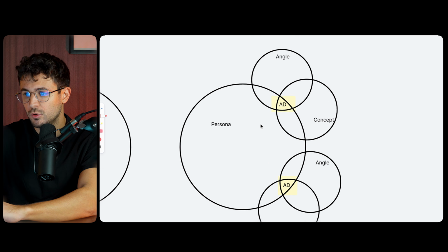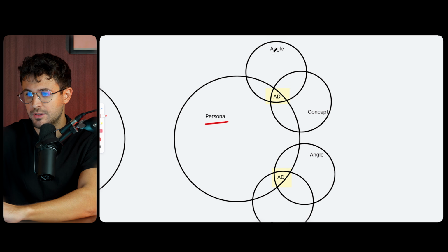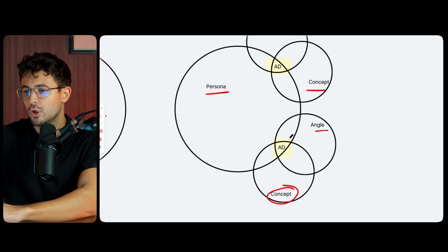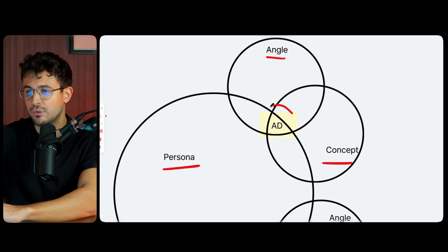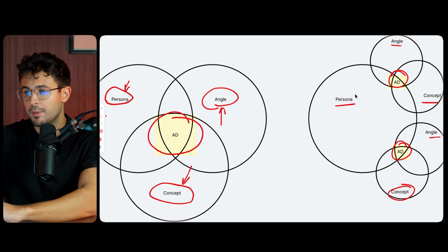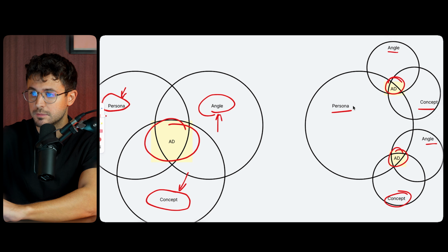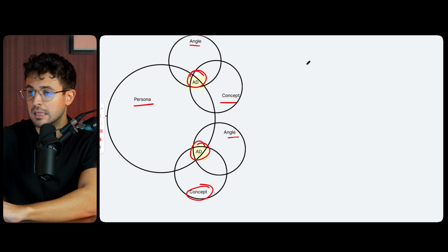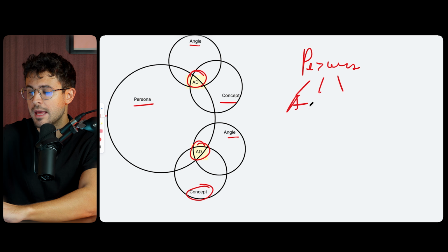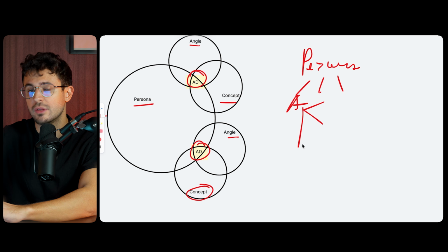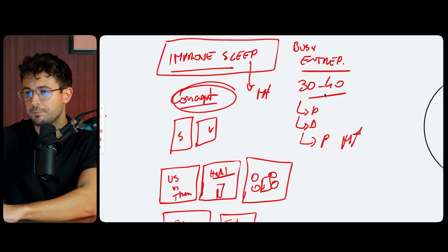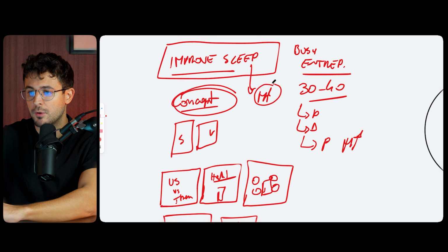Now, another thing to mention is that a persona can have different angles, right? And then each different angle can have different concepts. So we might create different ads for different angles using different concepts. This is very important for you to understand, because a persona might have different angles, and a persona might have different pain points. And the angle can also be delivered through different messages, right? So let's say improve sleep for the entrepreneur we mentioned before, right?